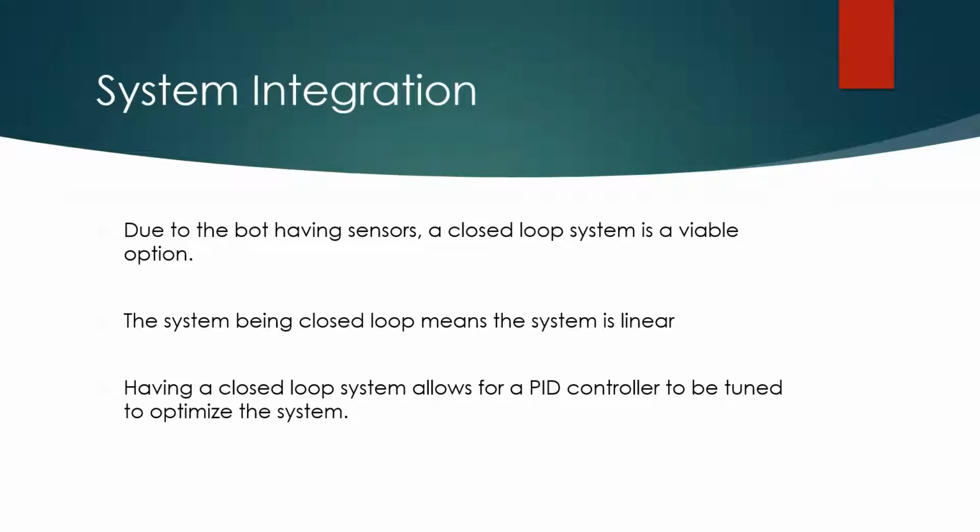Since the bot has sensors, you can assume it's going to be a closed loop system, which is actually a good thing. The closed loop system can correct itself because it's relaying information back into itself using those sensors. This means it can eliminate any noise and error. Since the system is closed loop, it means the system is linear. With linear systems, we can use PID controllers more effectively to tune and optimize the system.